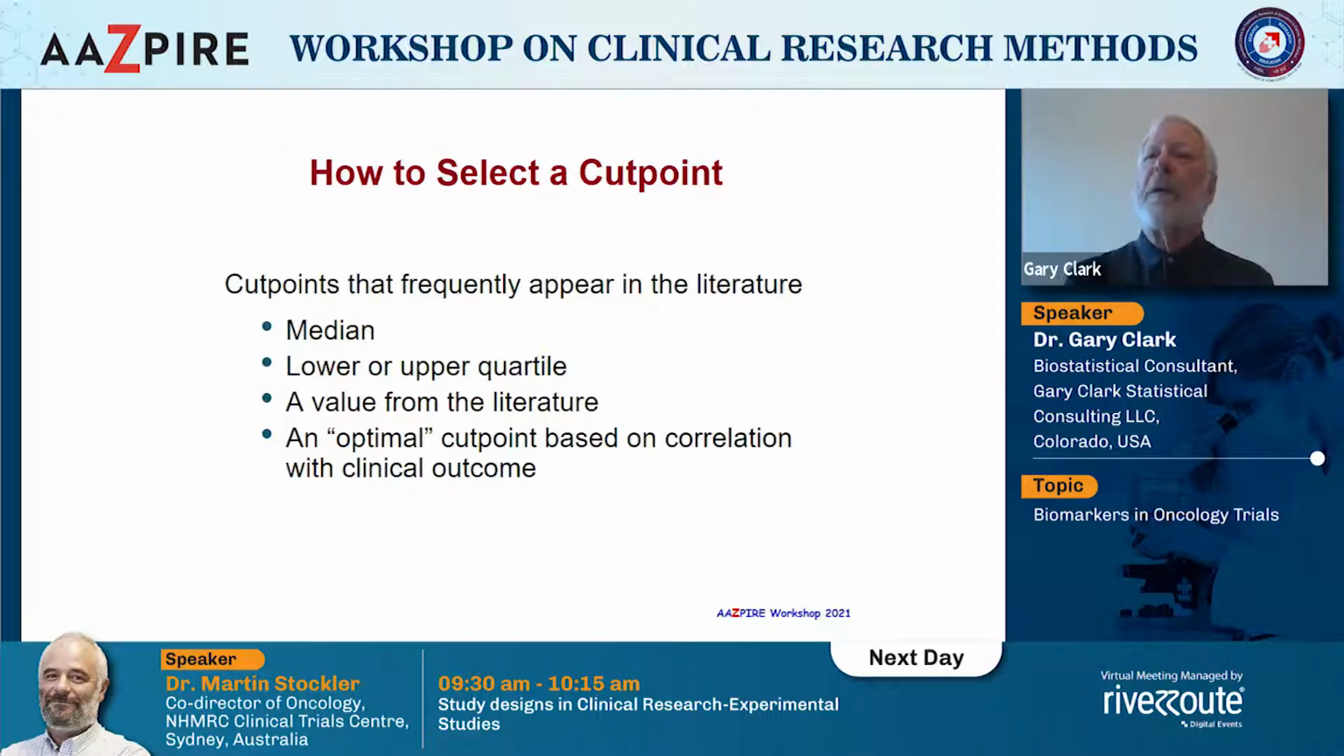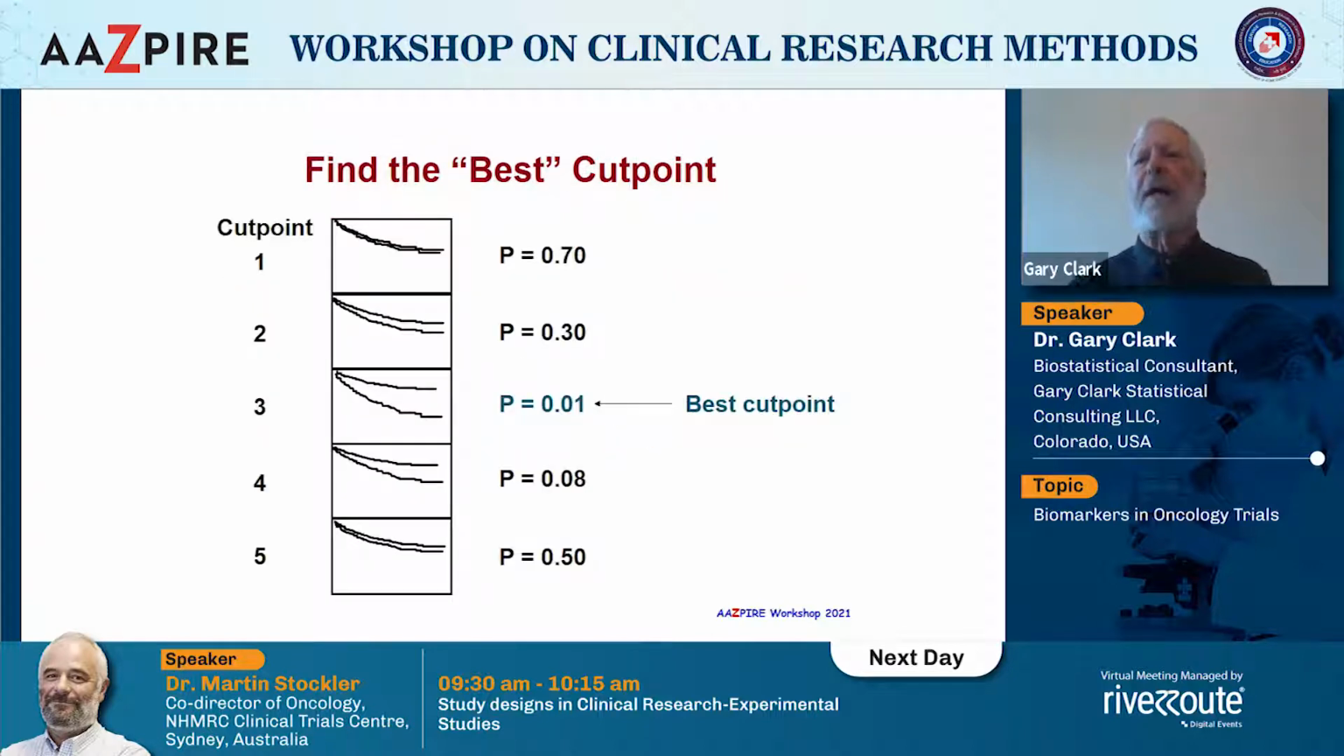So sometimes you see people using the lower quartile, with just the lower fourth of the patients, or the upper quartile, the upper fourth of the patients, with respect to that particular biomarker. Sometimes you see a value that is selected from previous literature, but when you go back to the previous literature, you really don't know how that one was selected. And there's quite a number of studies that are reported that use what's called an optimal cut point that is based on a correlation with a clinical outcome. So here's an example of that.